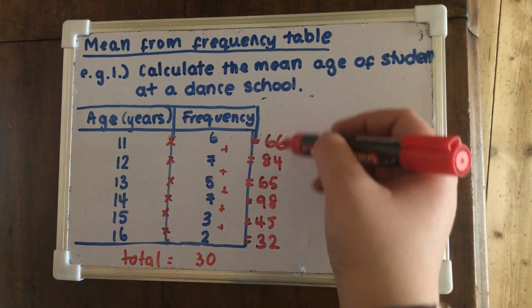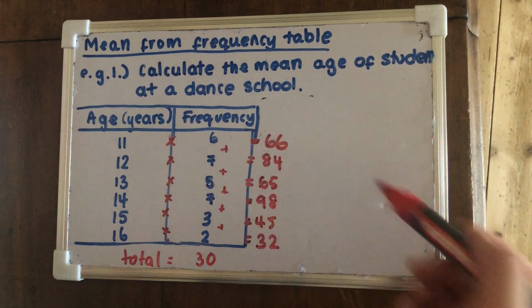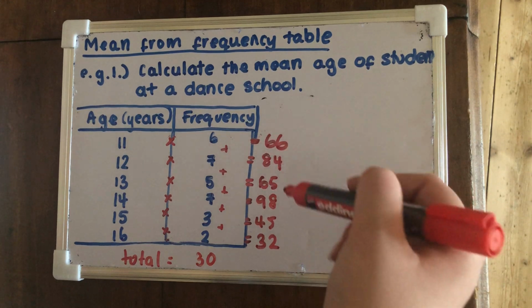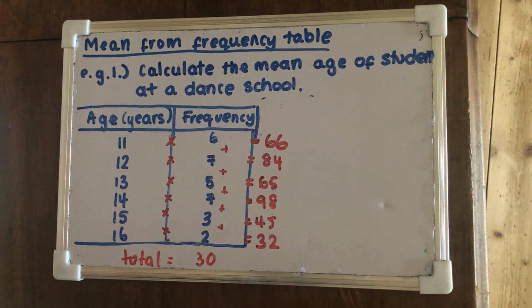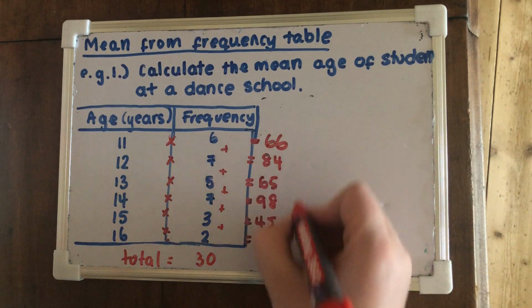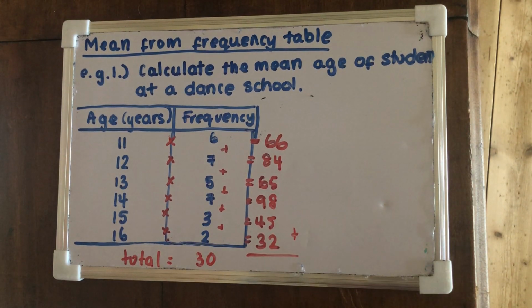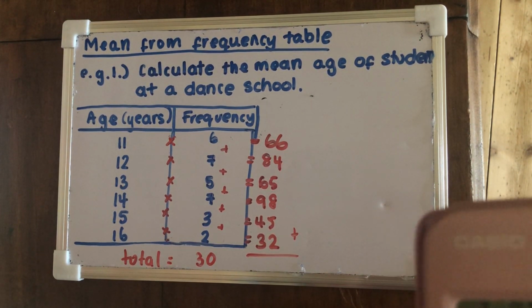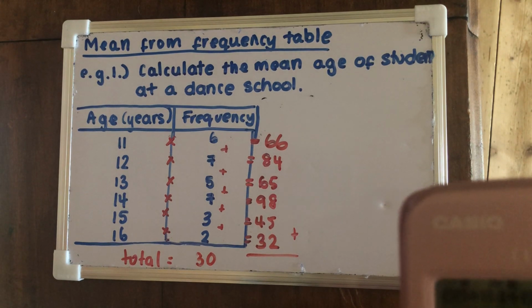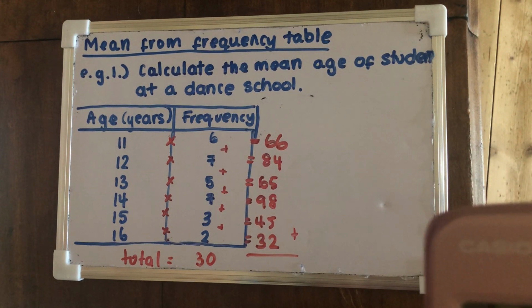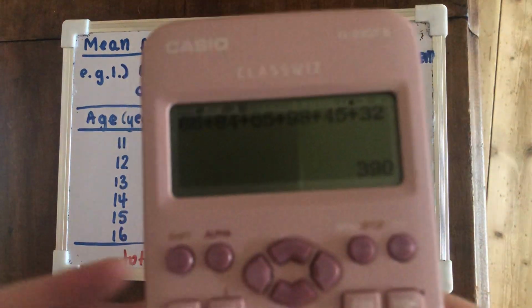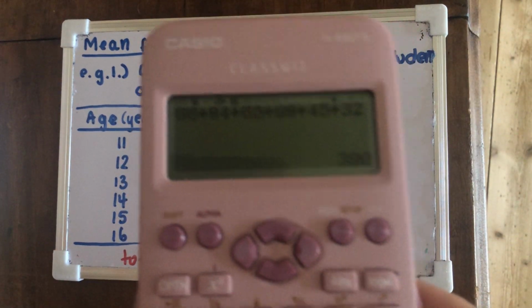Okay, now these numbers here, as I said, are the numbers for each age. So all the 11-year-olds add up to 66, all the 12-year-olds is 84, but we need to see what the total is for all of the 30 students that there are. So to do that, we're just going to add them all together. Okay, and I'm going to use a calculator on this bit. So 66 plus 84 plus 65, 98, 45, 32. Okay, so it just look like that. And we get 390.